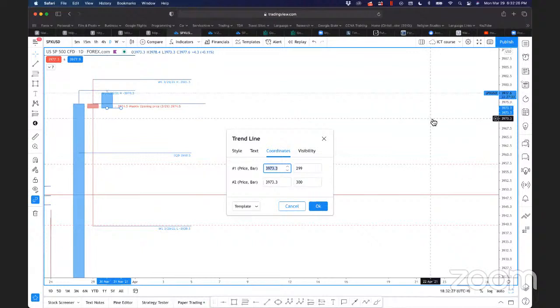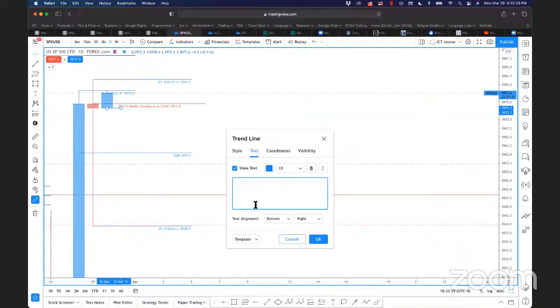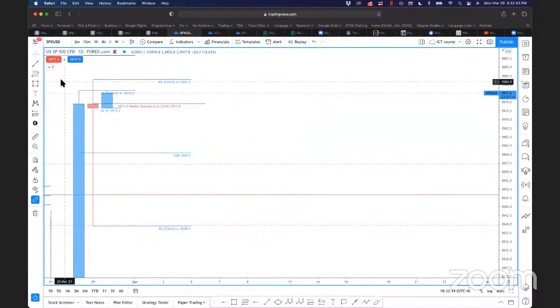I'm just gonna label it: daily open, right there. And if it's bullish, I'm gonna leave it blue. If it's bearish, I'm gonna change it to red, just for me. Then that's how I get it.